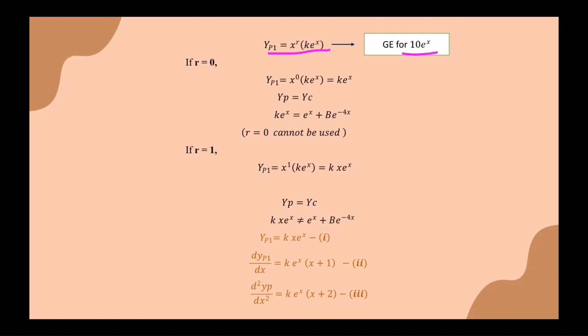So if r is equal to 0, let's substitute the value of r when r is equal to 0. So yp will be k e^x. Let's rewrite this equation when yp is equal to yc. So yp is equal to k e^x equals e^x plus b e^(-4x). So this is our yc value.